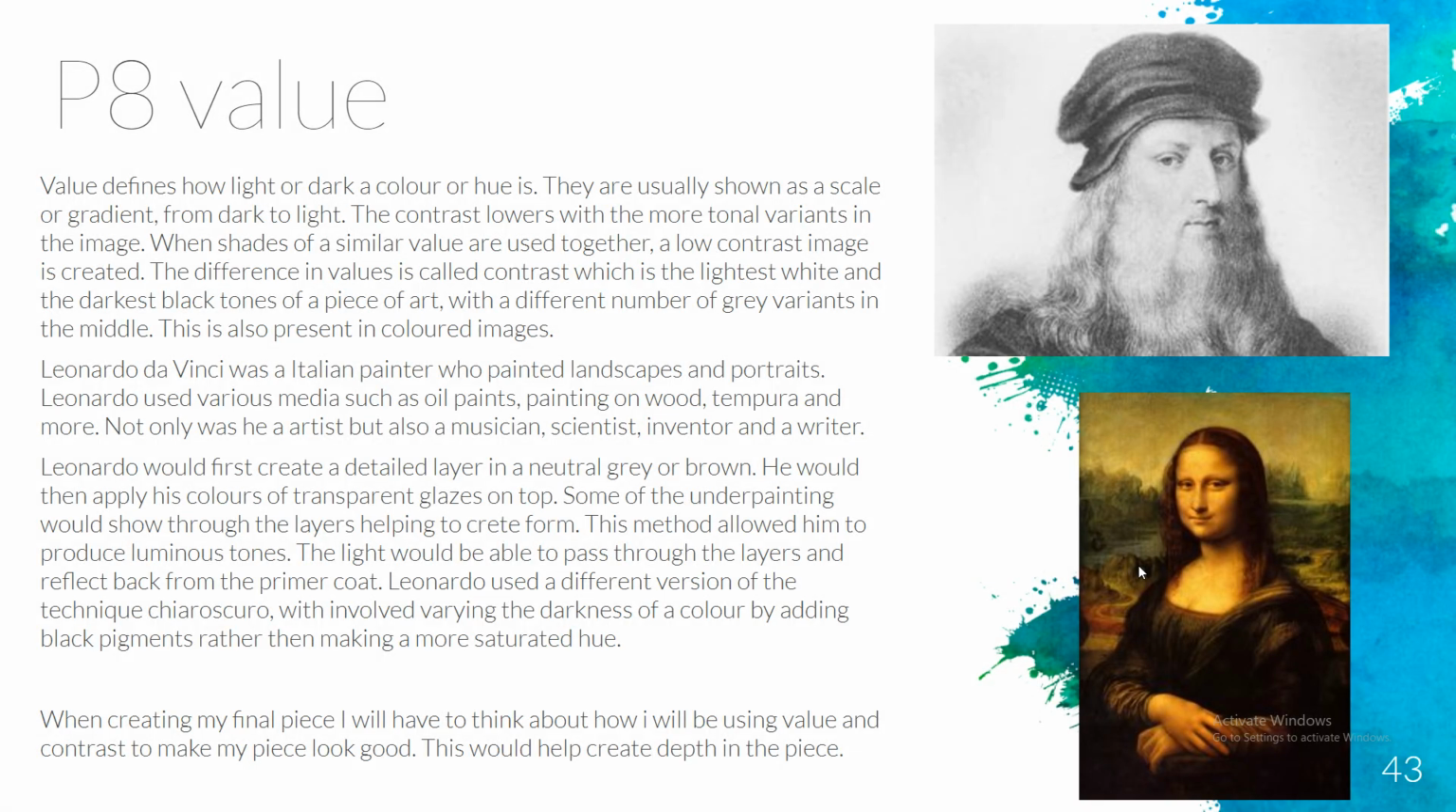Value. Value is defined as how light or dark a colour or hue is. They're usually shown on a scale or gradient from dark to light. The contrast lowers with the more tonal variance in the image. When shades of a similar value are used together, a low contrast image is created. The difference in values is called contrast, which is the lightest white and the darkest black tones of a piece of art, with different numbers of grey variants in the middle. They're also present in coloured images.